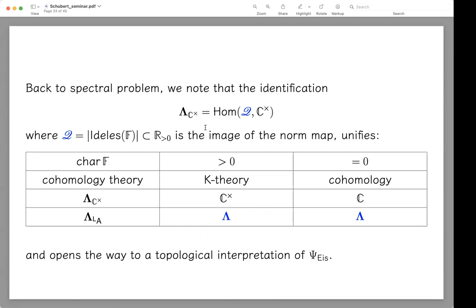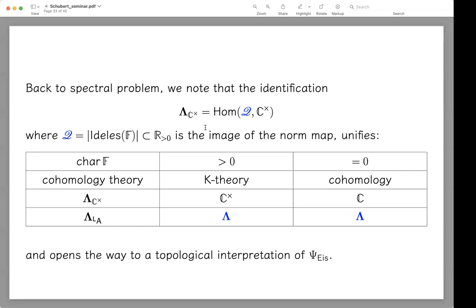Let script Q be the image of the norm map on ideals of your field. For a field in positive characteristic, that is really the subgroup generated by q, where q is the number of elements of your little field, the subgroup of positive real numbers generated by q, which is why we call it big script Q. But for the reals, the image of the norm is everything. So that's the difference between characteristic 0 and positive characteristic.